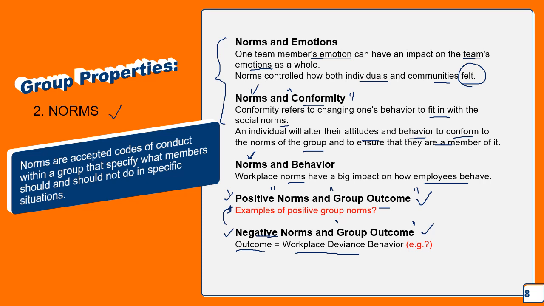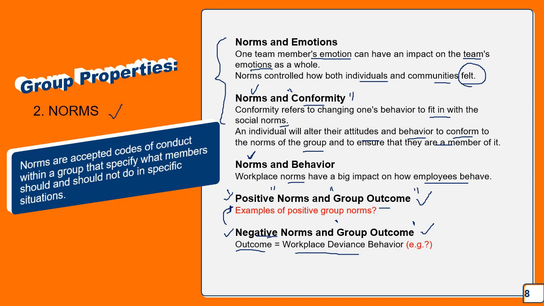So workplace deviance behavior, what are the examples? It is like unproductive behavior. They are not showing good performance in the organization. They are not giving full commitment and effort in performing their job. So that is unproductive behavior, number one. Number two, fraud on property. So employees or group members tend to do something bad to the property of the organization. They steal the property of the organization and so on. So that is one example of workplace deviance behavior.